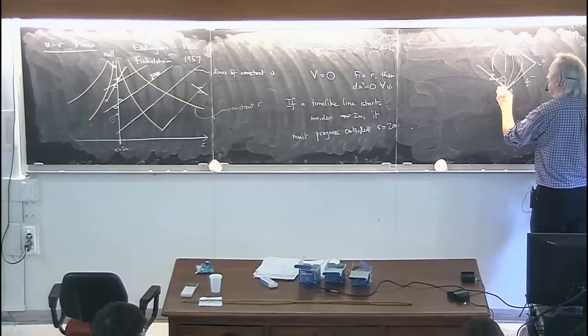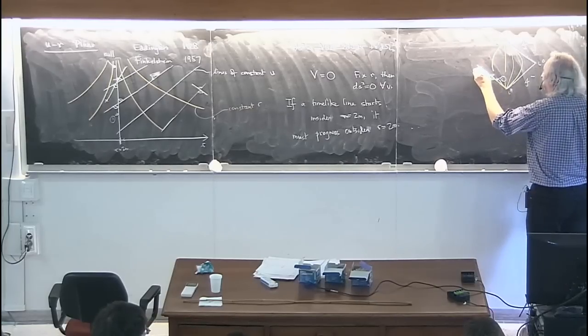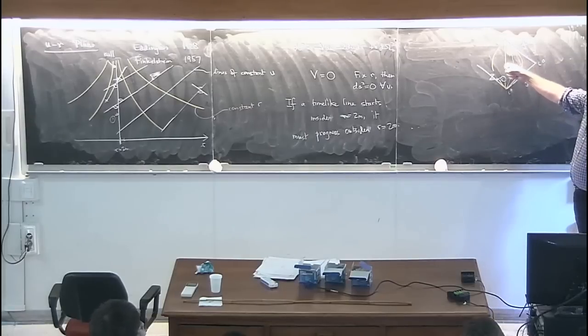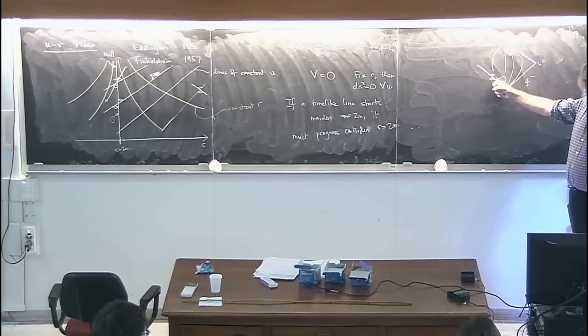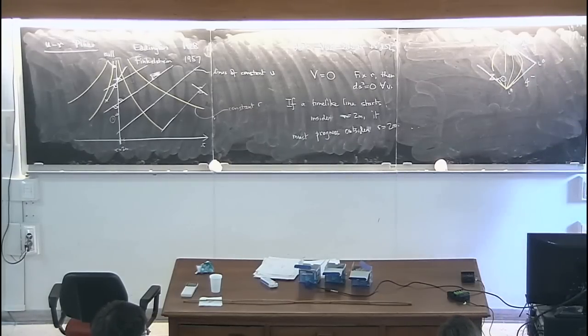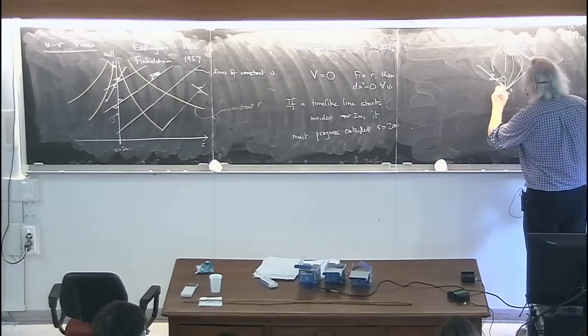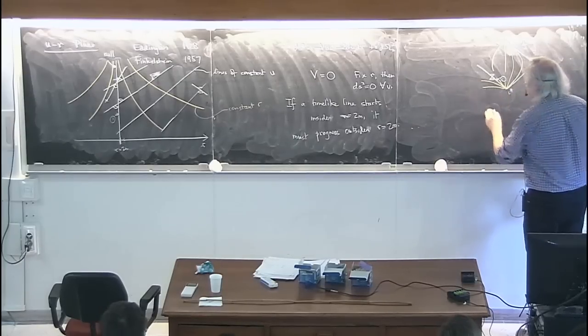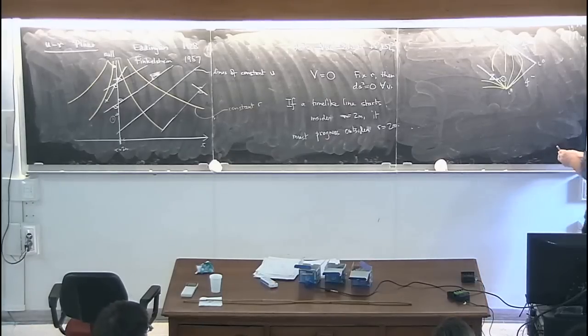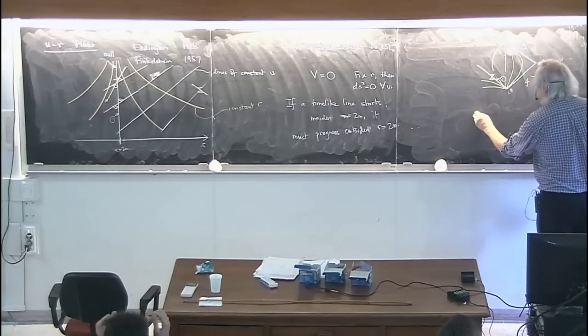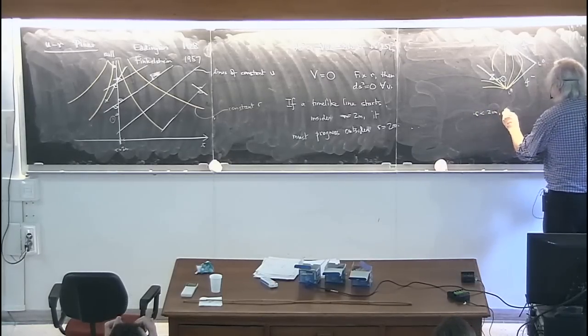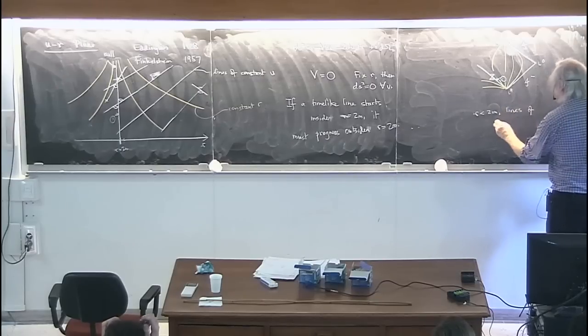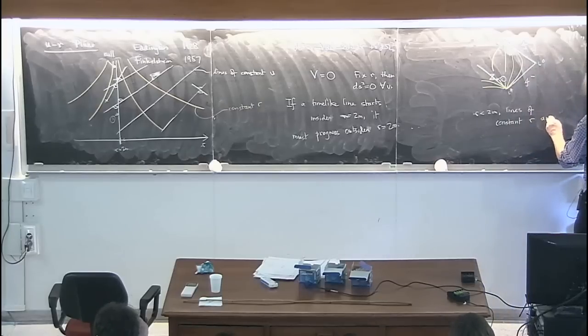But this is a line of constant r. Here, all these lines are time-like. On the surface r equals 2m, it's null. And if you think about what happens for r less than 2m, these lines become space-like. So for r less than 2m, lines of constant r are space-like. You should not feel surprised by that.